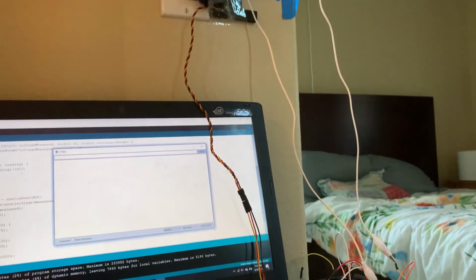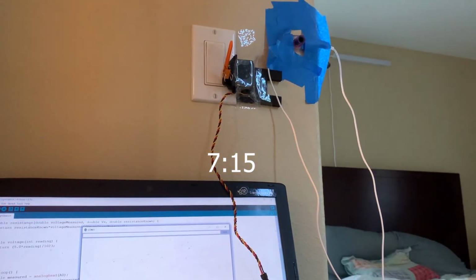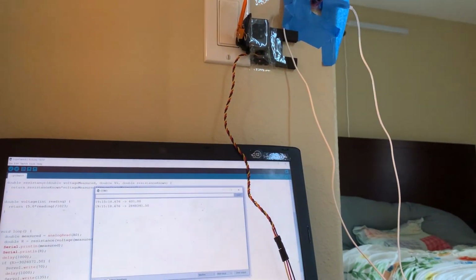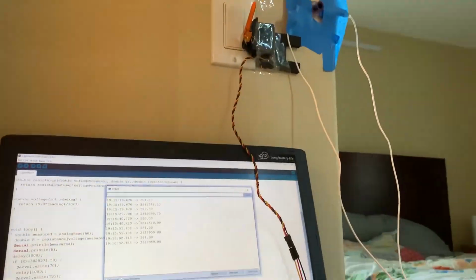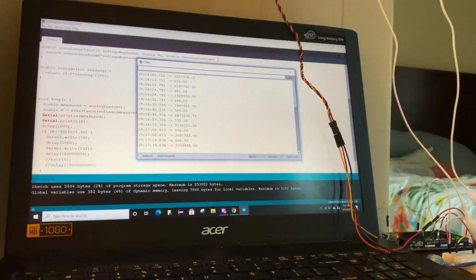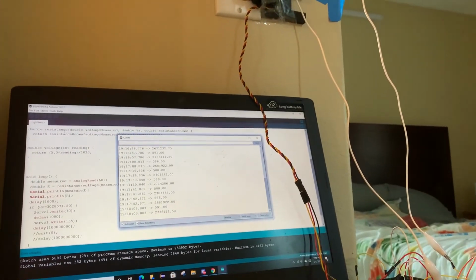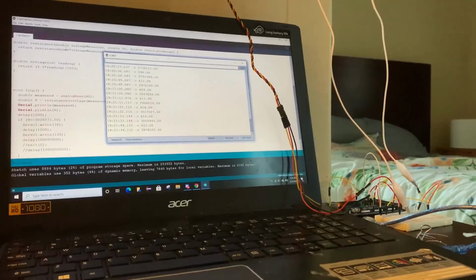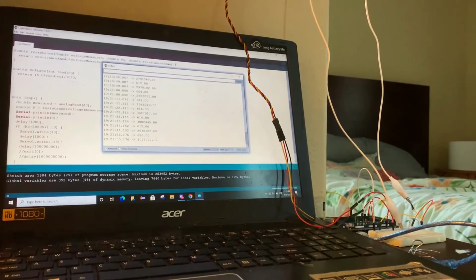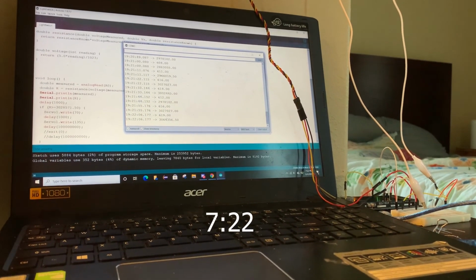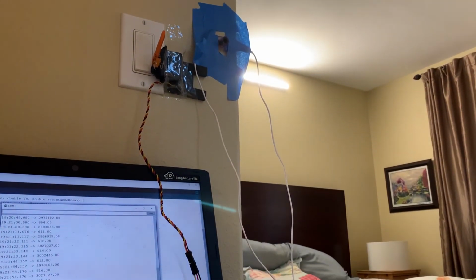And now let's see our device in action. This is going to be good. Let's go.